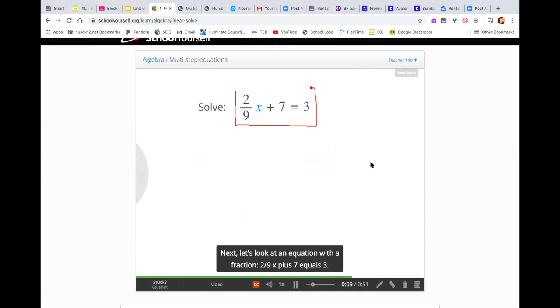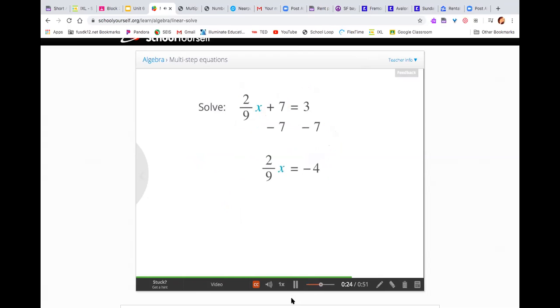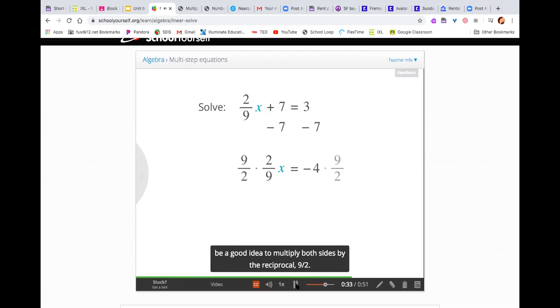2/9 x plus 7 equals 3. First, let's get rid of this 7 on the left by subtracting 7 from both sides. So on the left, we now have 2/9 x, and on the right, 3 minus 7 equals negative 4. Now, what can we do to get rid of this 2/9? Well, you may remember from multiplying fractions that it might be a good idea to multiply both sides by the reciprocal, 9/2.